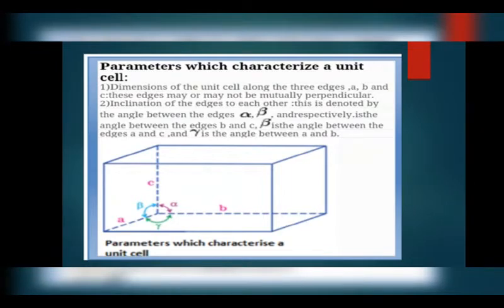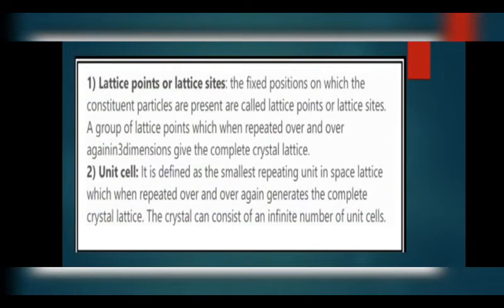Lattice points or lattice sites: the fixed positions on which the constituent particles are present are called lattice points or lattice sites. A group of lattice points which, when repeated over and over again in 3D, gives the complete crystal lattice. And about unit cell, once again, it is defined as the smallest repeating unit in space lattice, which when repeated over and over again generates the complete crystal lattice. The crystal can consist of an infinite number of unit cells.